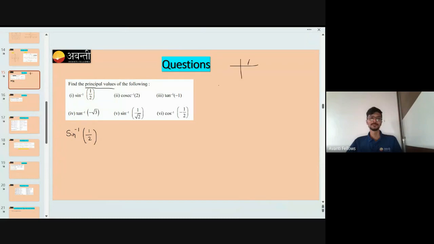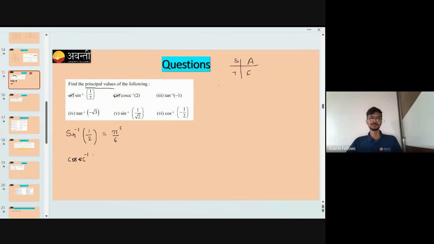You know, no? ASTC. So now I have to think what value of angle in the first quadrant will give sine as half. It's very simple. That is 30 degrees or pi by 6 radians. So simple. This is the answer. Now let's go towards the second. First question is done. Let's go to the second question. The second question says cosec inverse of 2.